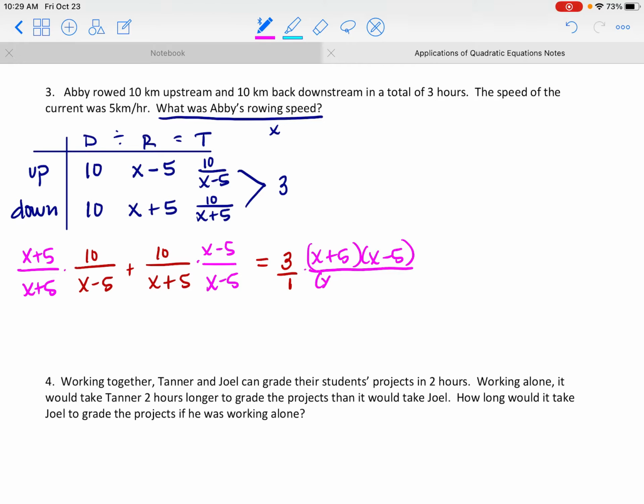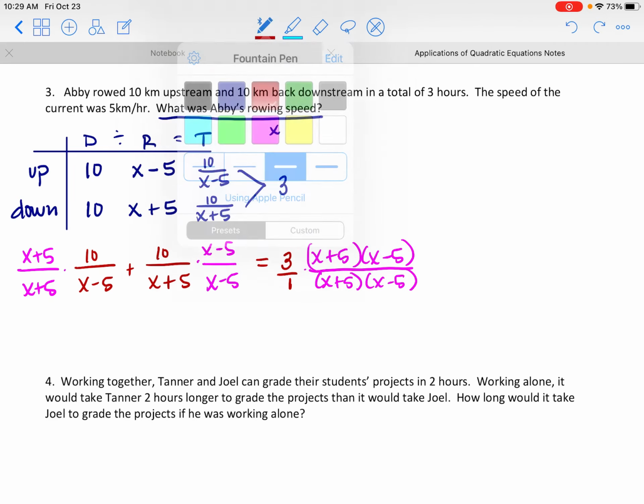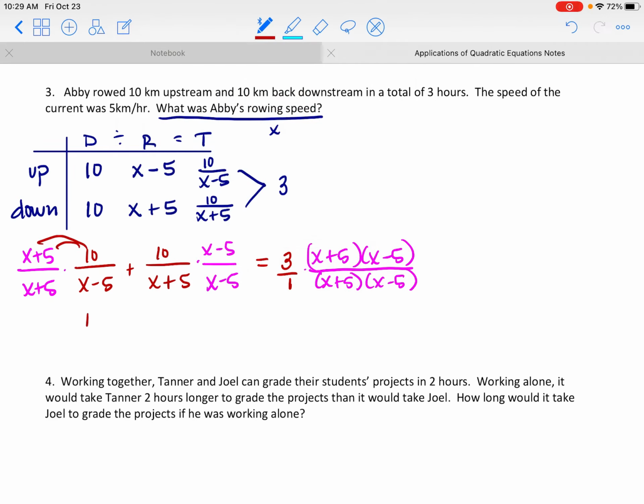And now just to confirm, all of my denominators now look the same. My denominators all have both binomials. So now that all of those denominators match, they no longer affect our problem. So now we can solve using just our numerators. So in the first numerator, we have 10x plus 50, plus, in the second numerator, 10x minus 50, equal to, in the third one, it doesn't matter the order you multiply.